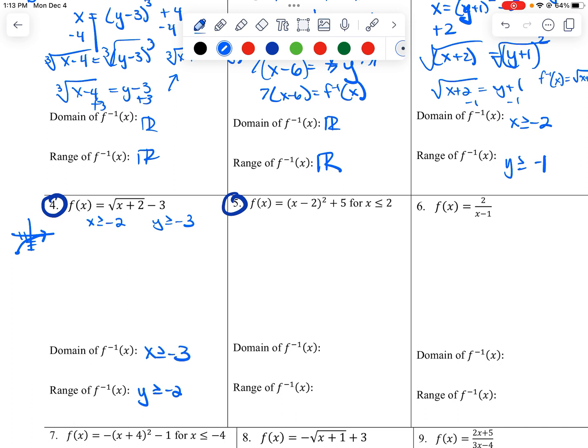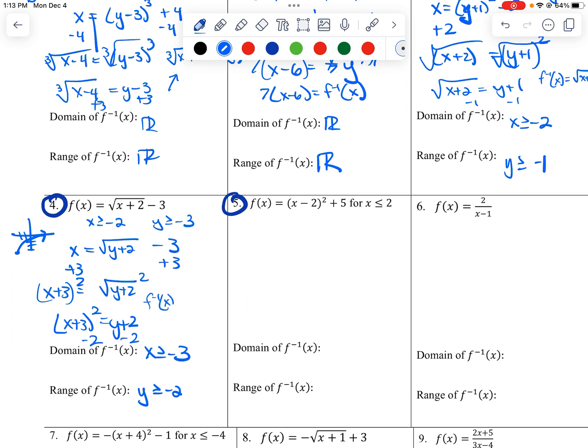And then to find our inverse, we swap them. x equals the square root of (y plus 2) minus 3. So let's add 3. And then we can square each side. And then we can subtract 2. So we have our inverse equals (x plus 3) squared minus 2.